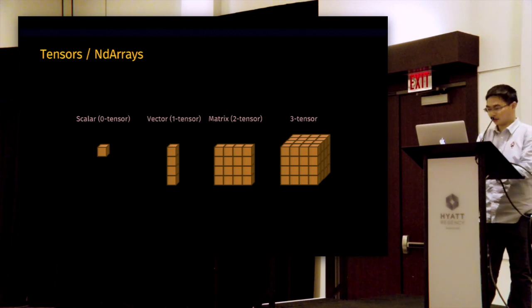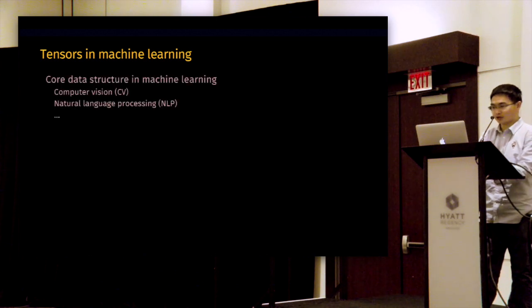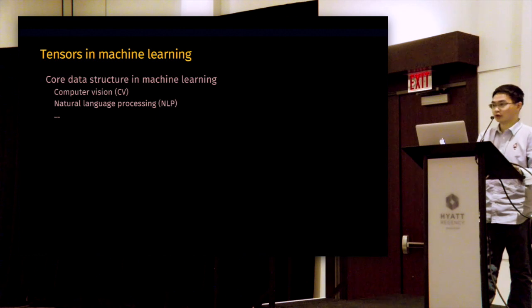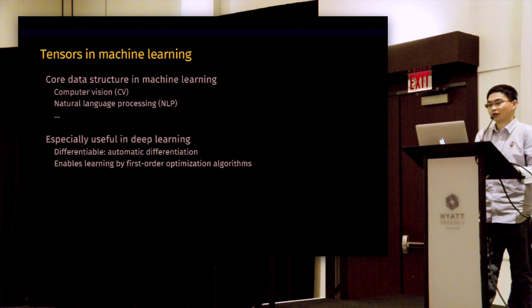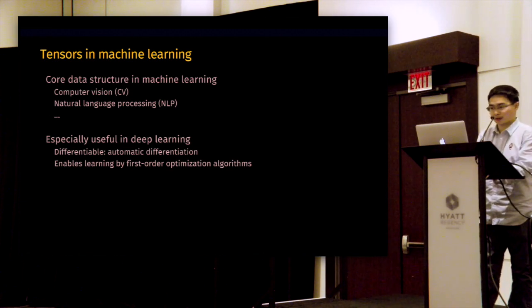It's like a cube. Tensors are a core data structure in machine learning and the recent artificial intelligence boom. Like in computer vision, an image can be represented as tensors. In natural language processing, a word or a sentence or whatever could be encoded in the system as tensors. These are especially useful in deep learning because tensors are differentiable. You can differentiate an algebraic expression with respect to a tensor. And because of automatic differentiation techniques, we can enable machine learning by first-order optimization algorithms. We don't need to manually code up the gradient of an expression. We can just do it automatically. We're going to talk about that later.